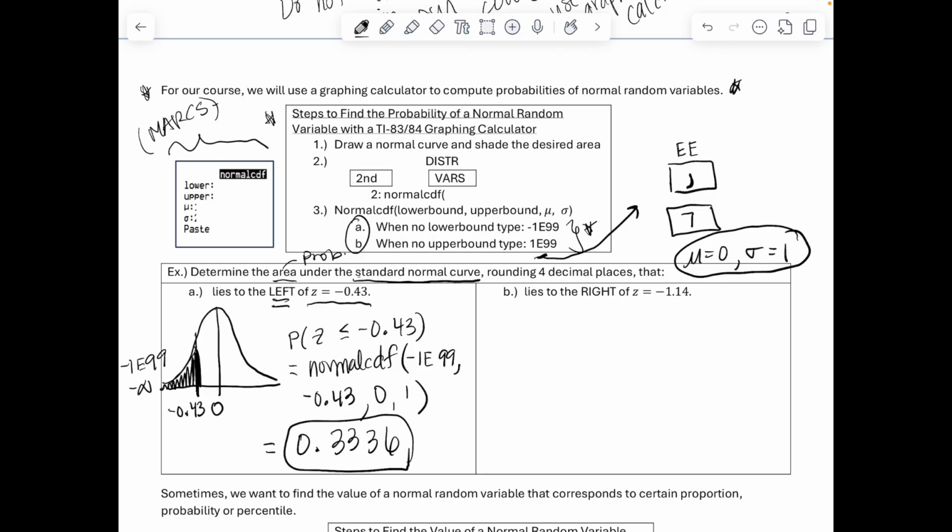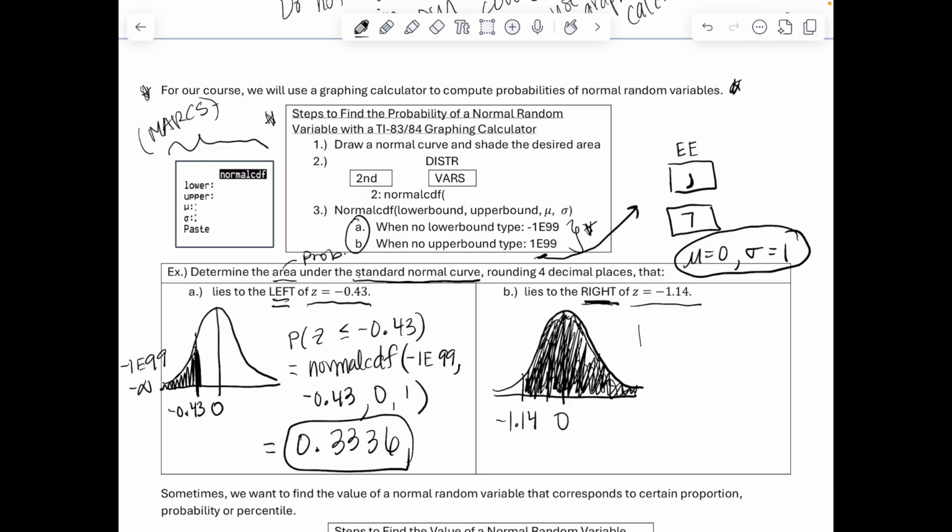Part B says that it lies to the right of Z equals negative 1.14. So again, we're going to draw our curve. Draw your normal curve. In the middle, we're going to put 0 again because we do know it's a standard normal curve. And this time I need to put on negative 1.14. And this time I'm shading to the right. So if you look at this, you're shading more than half of that graph. So kind of using that common sense check when you get your answers, you should know that this is going to be a relatively larger decimal. Remember, the total area is equal to 1, so this should be something larger.